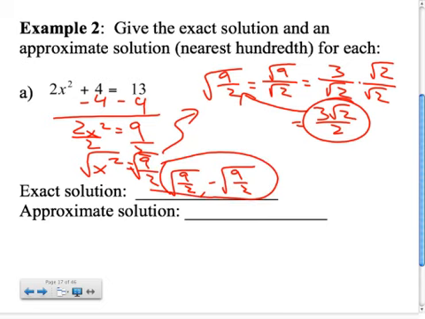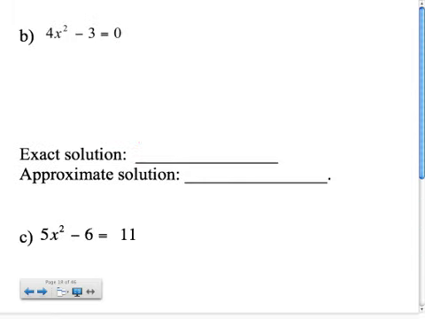The approximate solution, all you're going to do is plug these into your calculator and get a decimal. Okay, I'm not going to do that. The assumption is that you can plug stuff into a calculator. So we'll do this one together here.